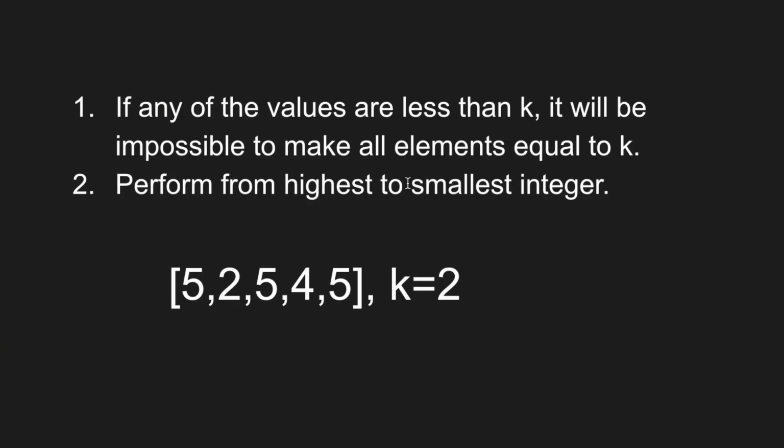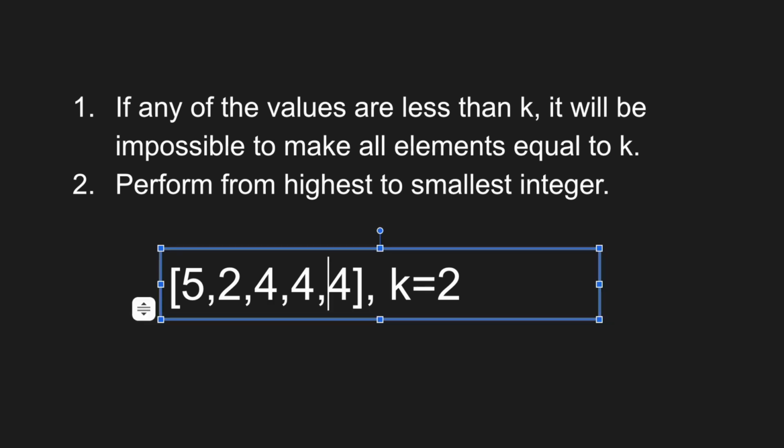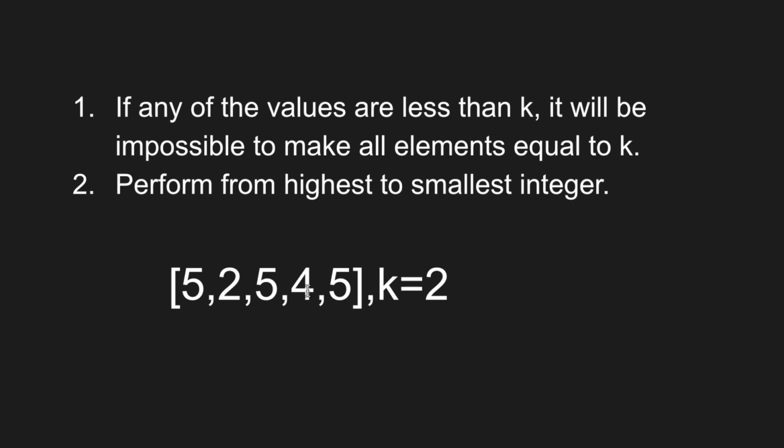Now, if all the elements are greater than or equal to k, then we can perform from the highest to smallest integer. So for example, we convert 5 to 4, and then they can all become 4, and then we can convert 4 to 2. So we can select 4 at first and then convert all numbers to 4. Then we can choose 2 and convert all these numbers to 2.